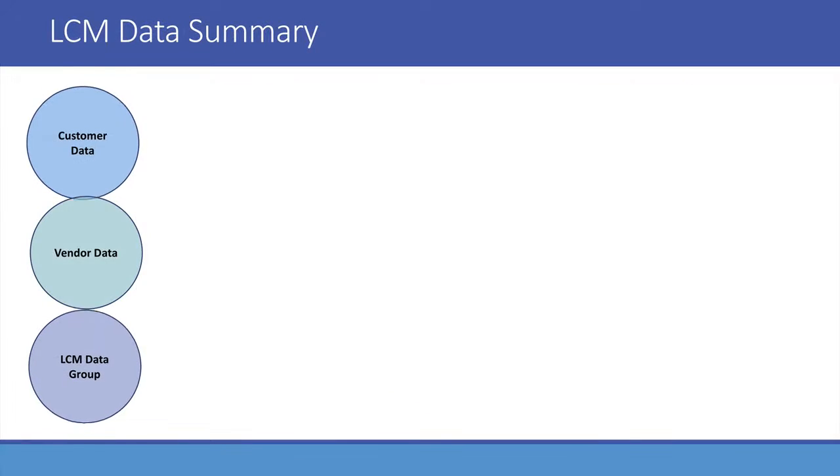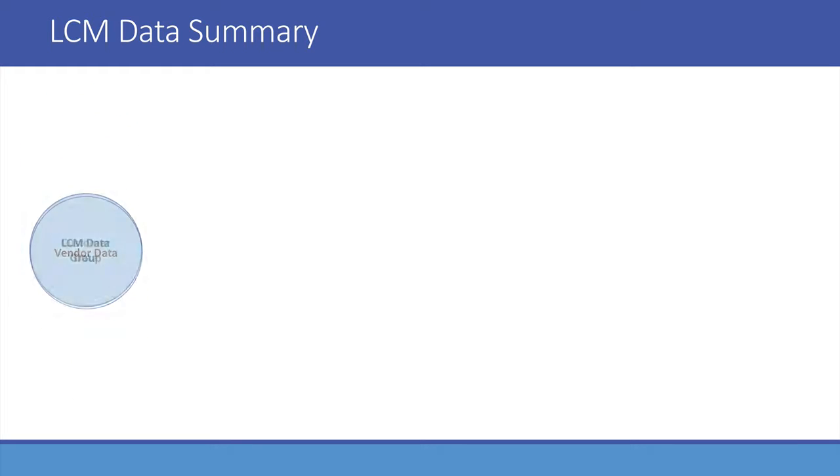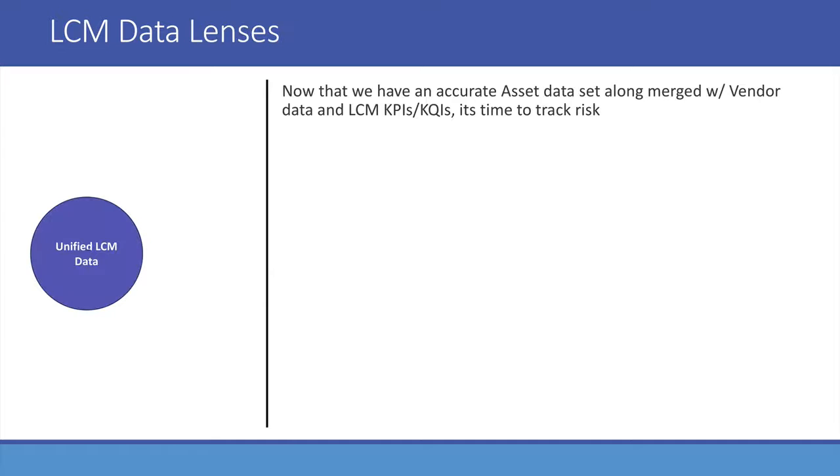In our previous video, we looked at the various sources of data that we can use to create a unified lifecycle management data view of our Cisco products and solutions. So let's look a little bit more carefully now at how we can look at this data from different perspectives to gain an understanding of the risk that we carry in our Cisco network and our Cisco products.